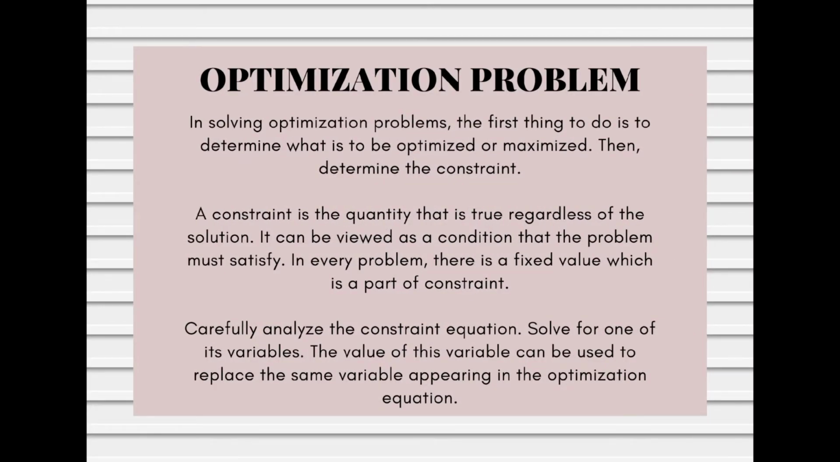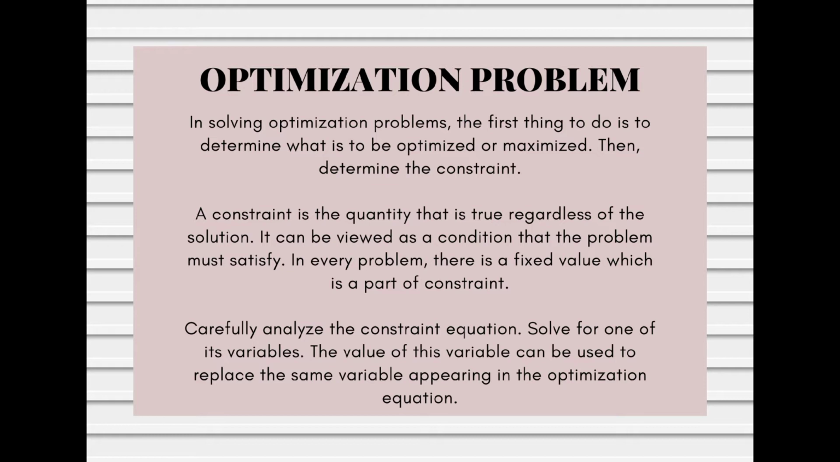Optimization problem. In solving optimization problems, the first thing to do is to determine what is to be optimized or maximized, then determine the constraint. A constraint is the quantity that is true regardless of the solution. It can be viewed as a condition that the problem must satisfy. In every problem, there is a fixed value which is a part of a constraint.